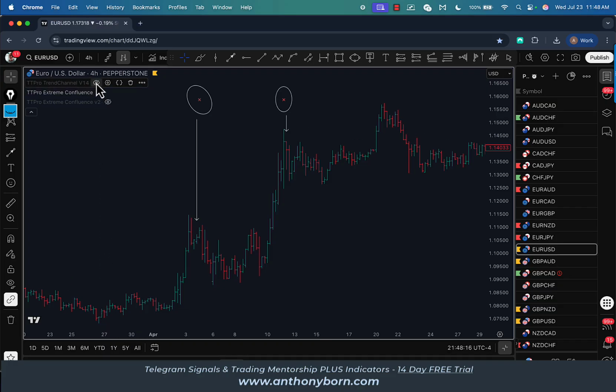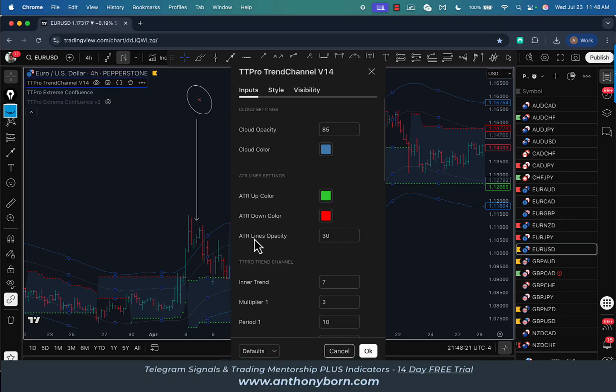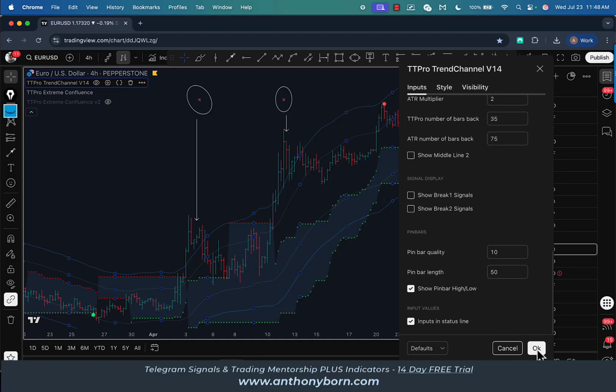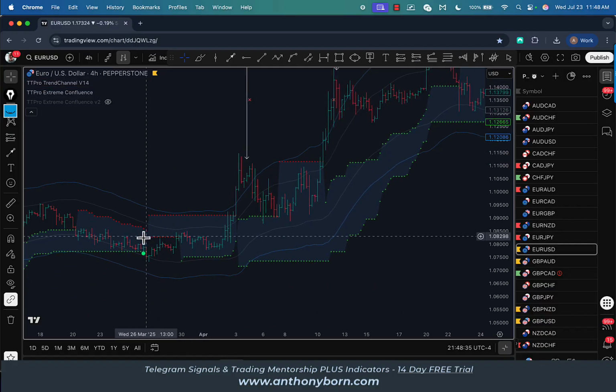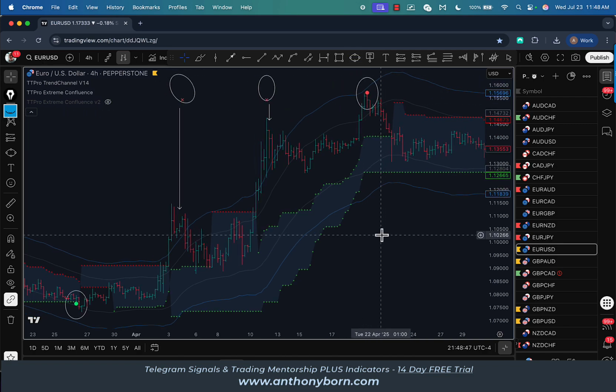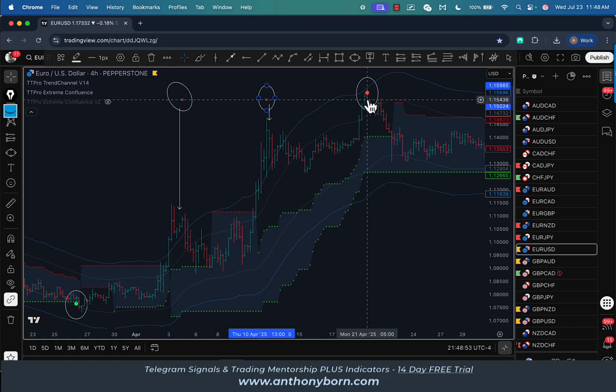Now with the trend channel, if I go to the settings and scroll down, this here gives us, have a look at the green signal down the bottom here. It just tells us when price is extended, and it's a different logic to these signals here. So we get the best of two worlds here.